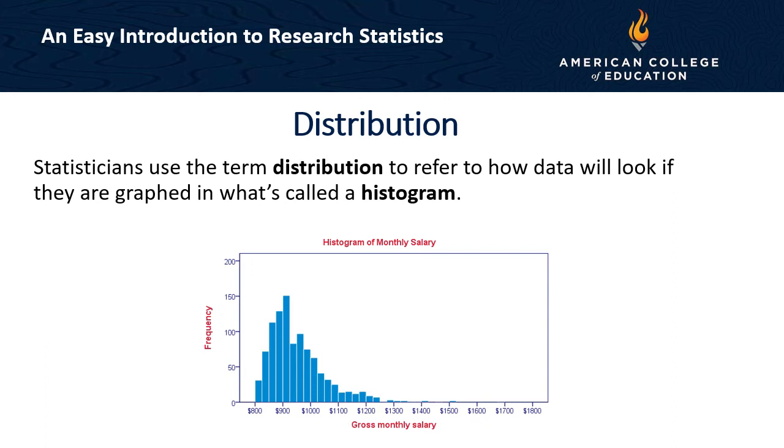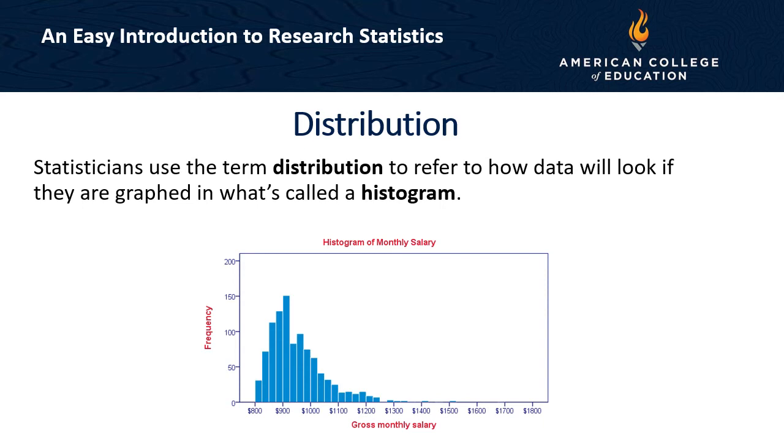Once we've collected our data and we've loaded it into a spreadsheet format, the next thing we want to know is how our data are distributed. Statisticians use the term distribution to refer to how data will look if they're graphed on what's called a histogram.